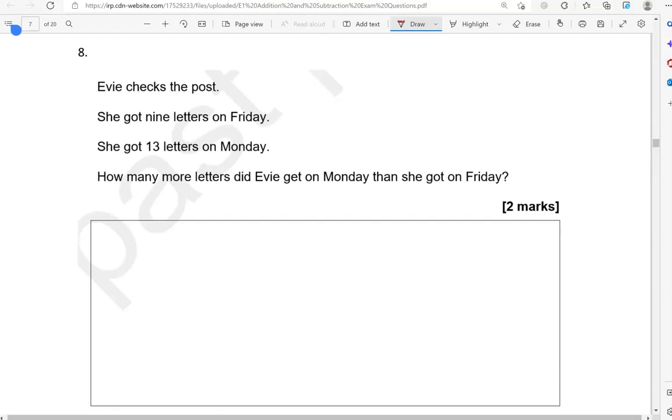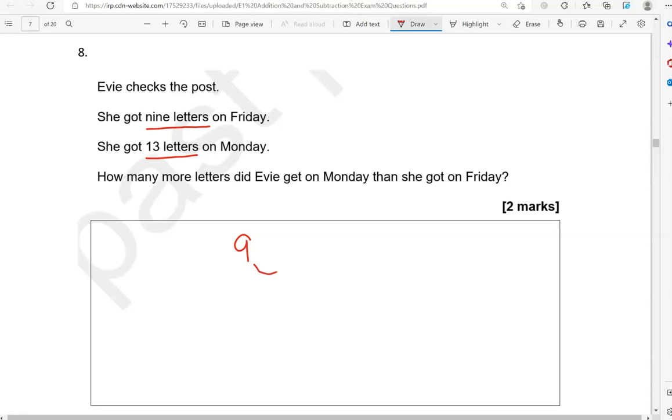Evie checks the post. She got 9 letters on Friday. She got 13 letters on Monday. How many more letters did Evie get on Monday than she got on Friday? So how many more to get from 9 to 13?